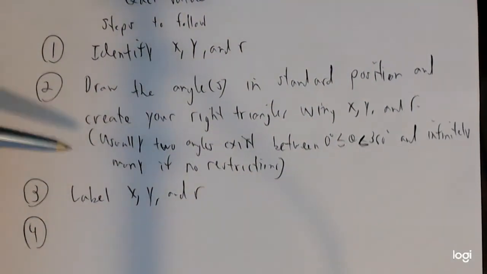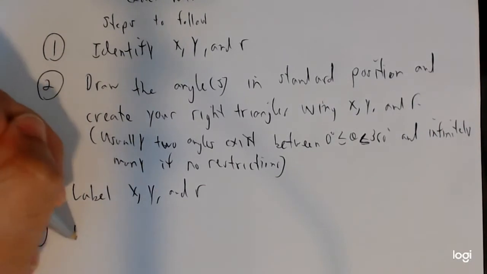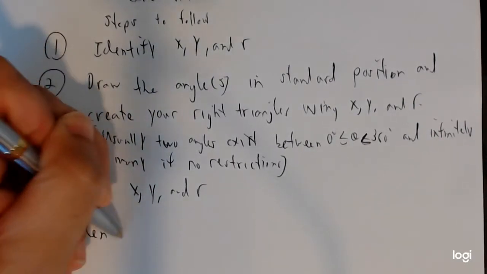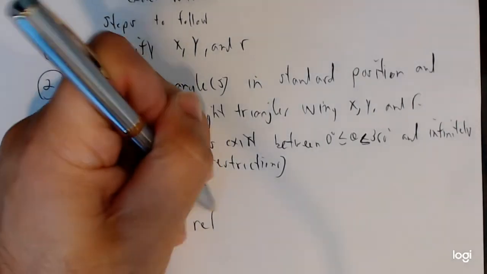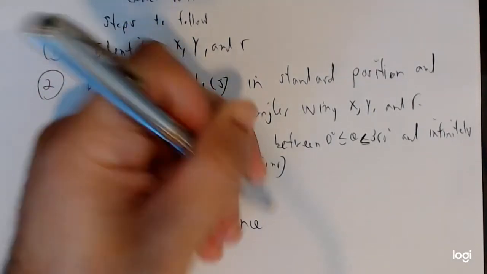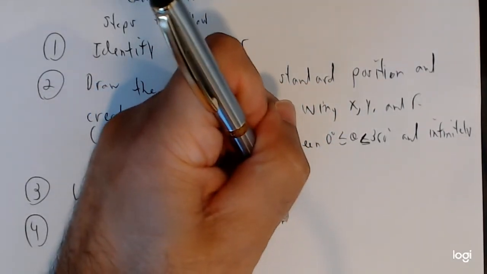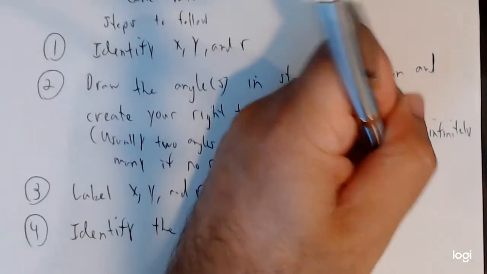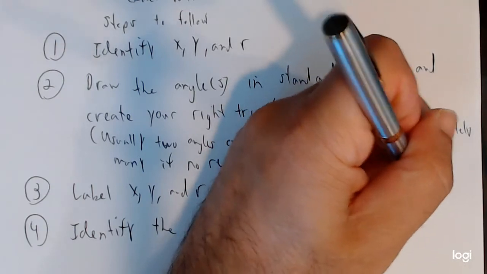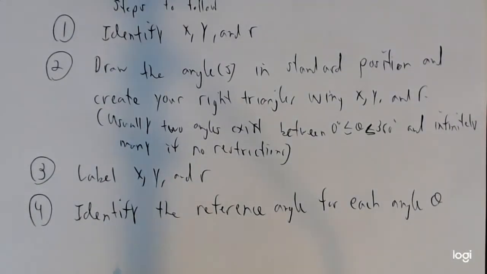Now, why are we labeling x, y, and r? Because then we want to try to identify the reference angle for each angle theta. And once I do the example, hopefully this will make a lot more sense.